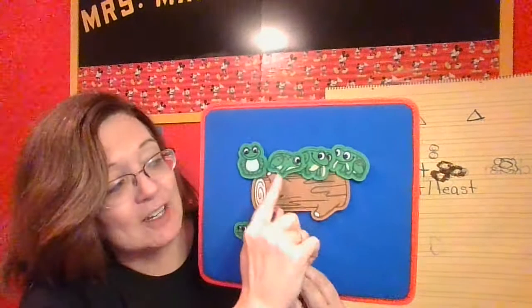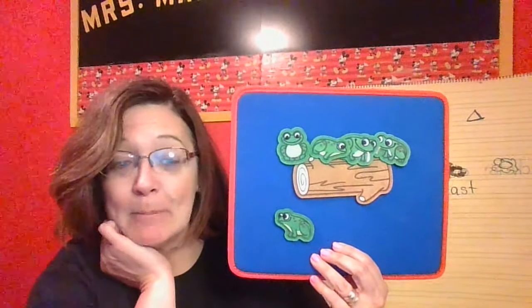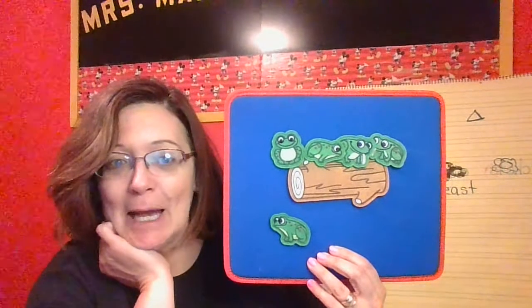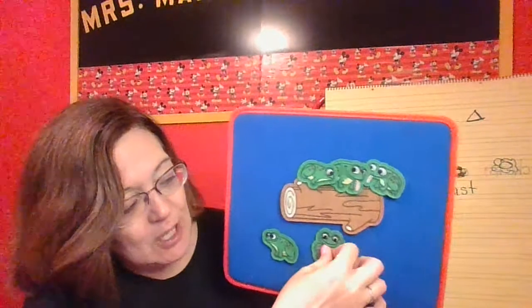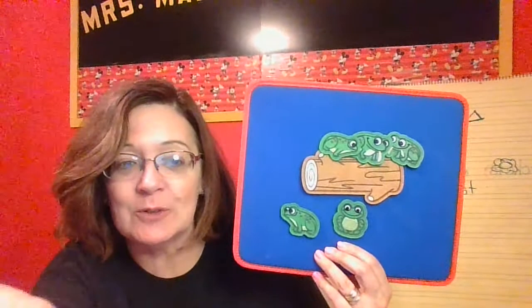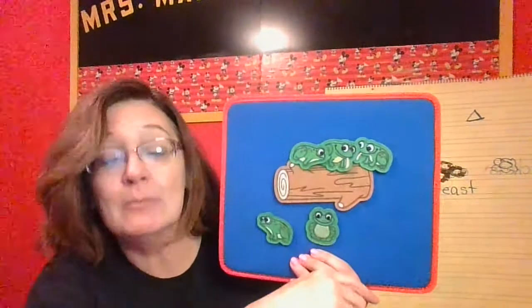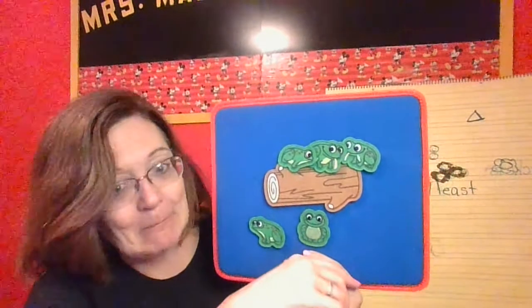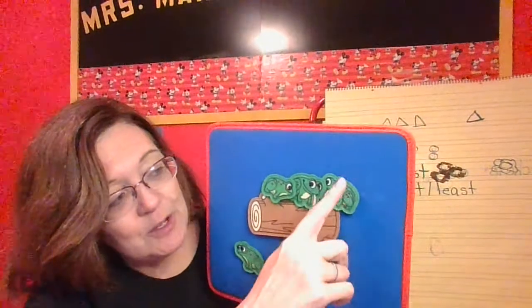Little speckled frogs sat on a speckled log, eating the most delicious bugs. Yum, yum. Jumped into the pool where it was nice and cool. Now there's 3 frogs. Glub, glub. 1, 2, 3.